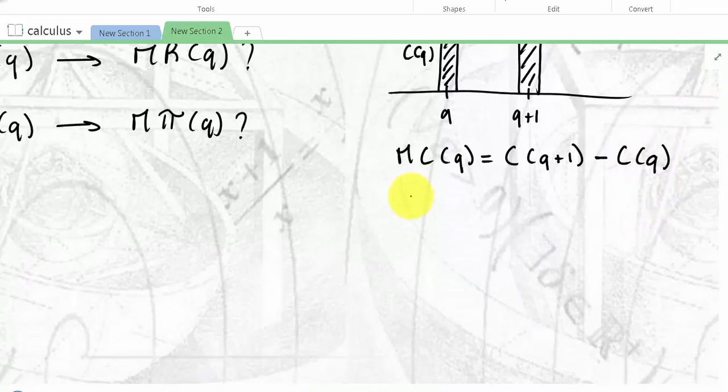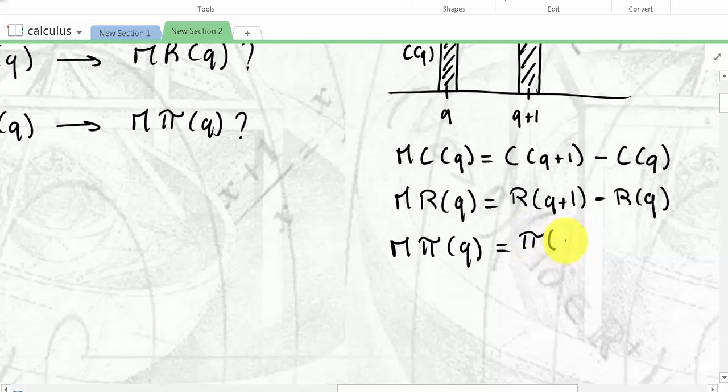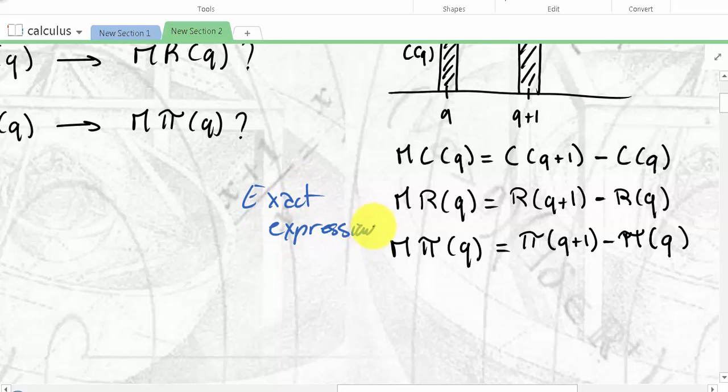The same is true for the marginal revenue at the level of production Q. It is the revenue from selling Q plus 1 items minus the revenue from selling Q items. And the same, again, is true for the marginal profit. It is the profit from making and selling Q plus 1 items minus the profit from making and selling Q items. These were the exact expressions for the marginal functions.